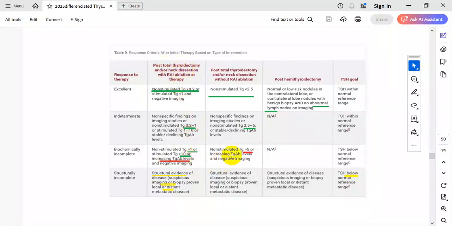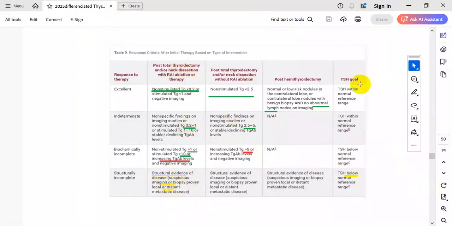And also here, for patients who didn't do radioiodine ablation, non-stimulated thyroglobulin more than 5, or increased thyroglobulin antibody levels, or negative imaging, and structural incomplete when there is structural evidence of disease, with suspicious imaging or biopsy proving local or distant metastasis. This is in post-total thyroidectomy and neck dissection with radioiodine ablation.